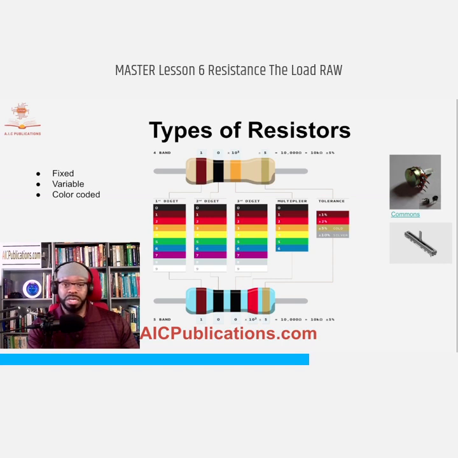The first color to the left represents the value of the first digit of that resistor value. The second color represents the second digit of that resistor value. The third color represents the number of zeros that are going to follow in that number designation. The fourth color represents the tolerance in percentage, whether it's going to be plus or minus 10%, plus or minus 5% of the resistor value.